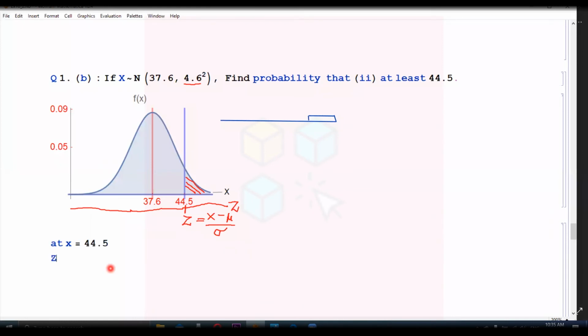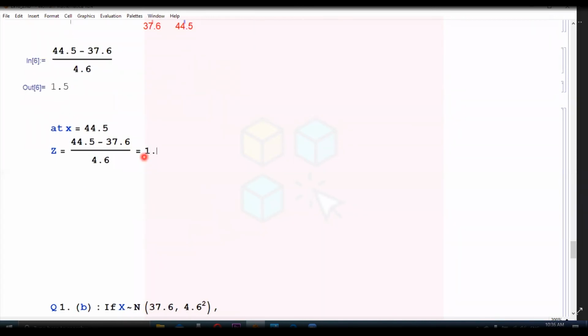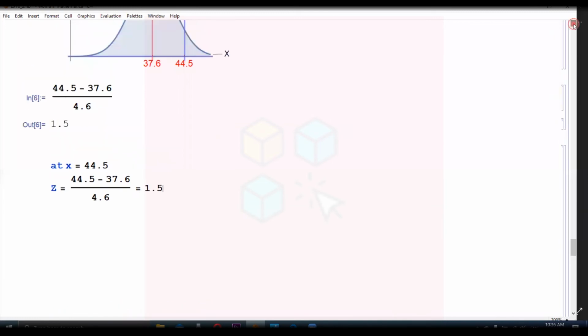Z is equal to (44.5 minus 37.6) divided by 4.6. Now we will calculate this part and obtain the value of z. This is equal to 1.5. So on the right side of the mean, 44.5, in the middle z is 0, on the right side z is definitely positive, that is equal to 1.5. So 1.5 is the corresponding value of z for x equal to 44.5.